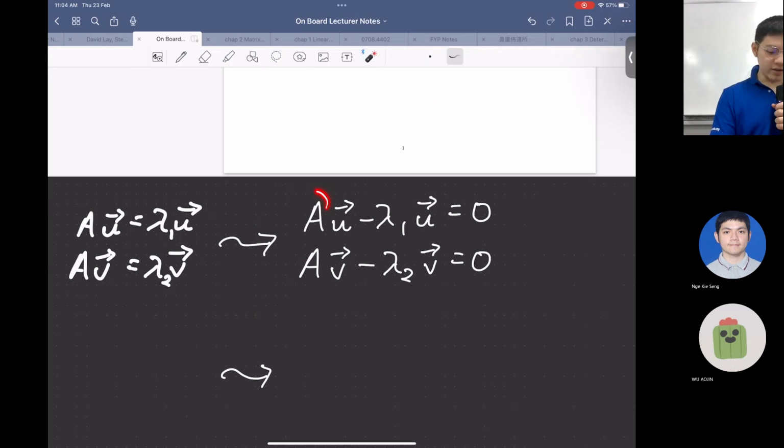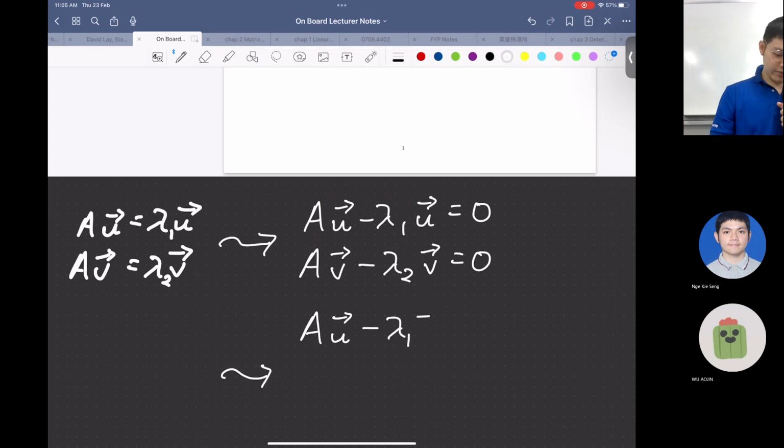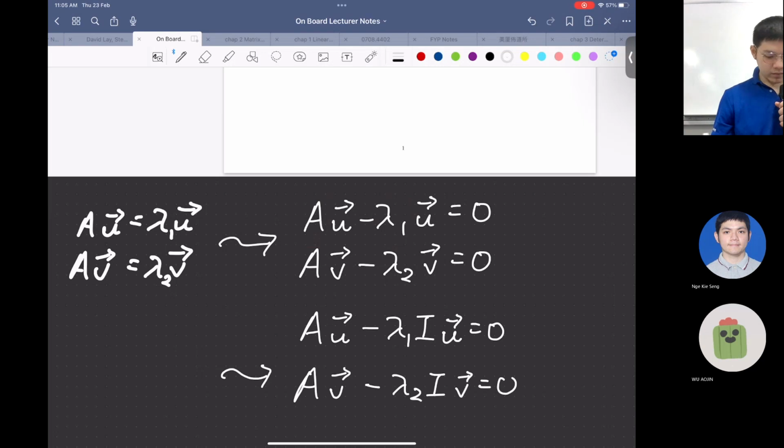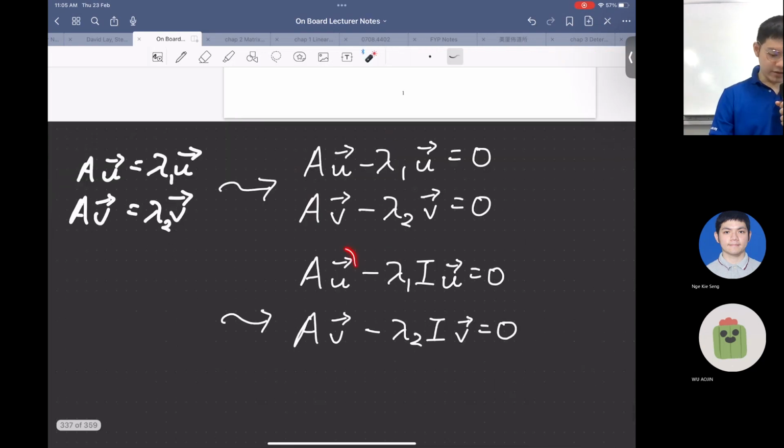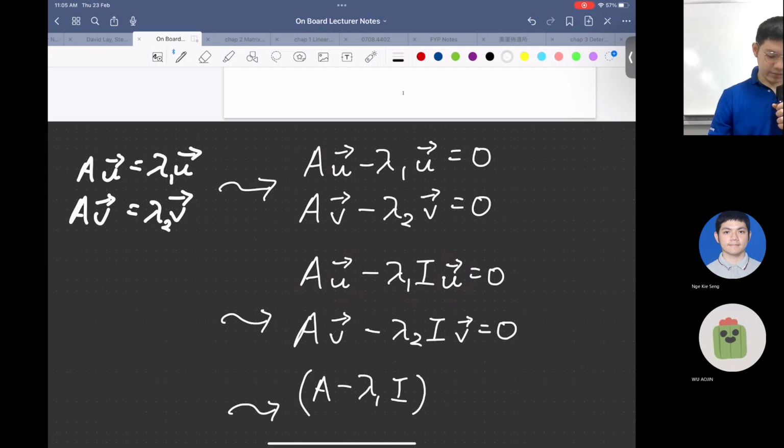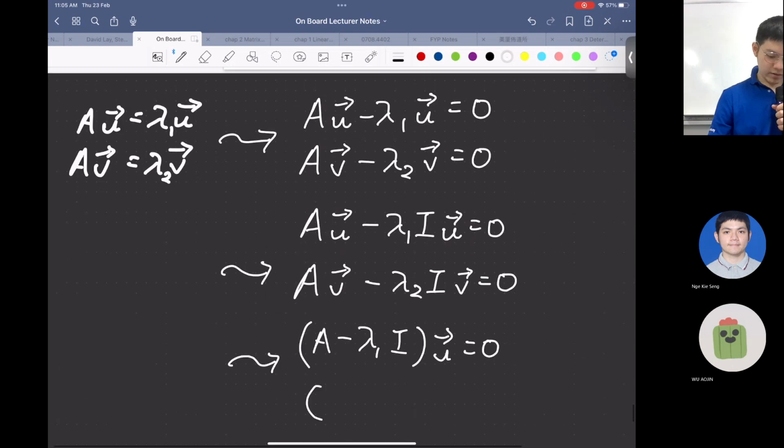Because you can see that this one is a matrix, but this one is a scalar. So how do you combine a matrix and a scalar? You need a matrix to come into the game first. So you can put in an identity matrix, which does nothing to the equation. Now you have a U vector and then a matrix, so you can factorize it. A minus lambda 1 I times U equals A minus lambda 2 I times V.